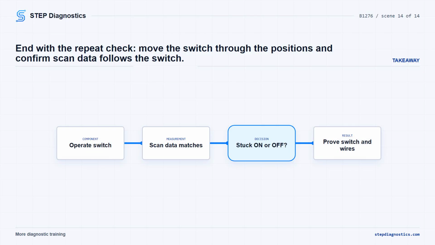The takeaway is to let the data list tell you whether the input is stuck on or stuck OFF, then prove the switch, the signal wires, the ground path, and only then the MICU side.